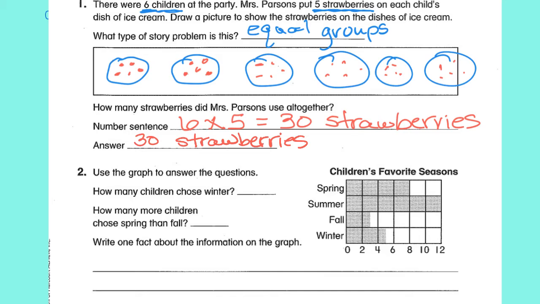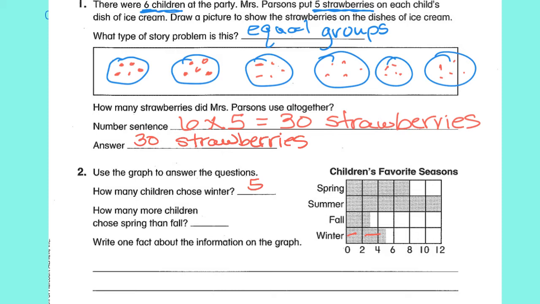Use the graph to answer the questions. How many children chose winter? So let's look at our graph. We have spring, summer, fall, winter on one side, and the numbers of children across the bottom by 2s. So let's look at winter, and we can see that we have 2, 4, and then half of that other one. So how many children chose winter? Get ready. Yes, 5.